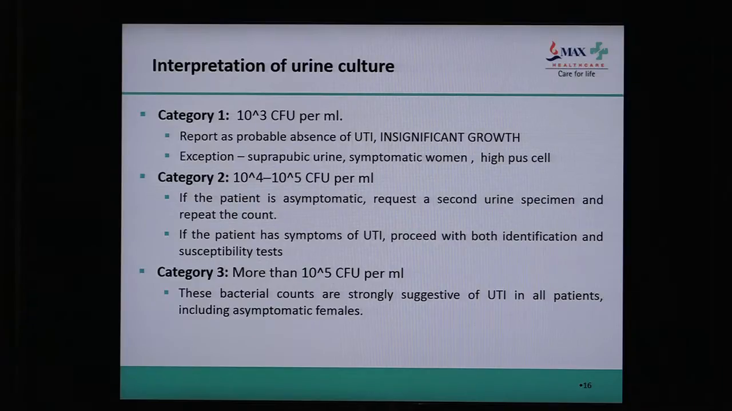If the pus cells are 0 to 1 and the count is 10 to the power 3, you can straight away write insignificant growth, there is no need for any antibiotics unless the patient is symptomatic or something. If the patient is symptomatic, has high pus cells or suprapubic urine, definitely it is significant, otherwise it does not have much significance. Category 2: 10 to the 4 to 10 to the 5 colony forming units per ml. If the patient is asymptomatic, request a second urine specimen and repeat the count, that you also can do.